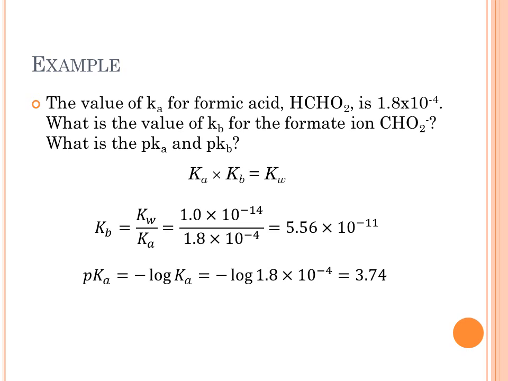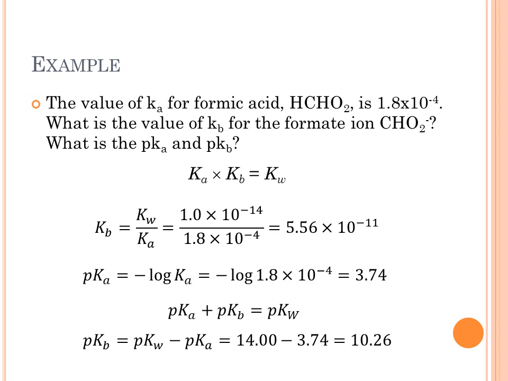Then take the negative log of the Ka to get the pKa, so negative log of 1.8 times 10 to the negative 4th is 3.74. And then pKa plus pKb equals pKw. So 14 minus 3.74 is 10.26. I could have alternately taken the negative log of the Kb I just calculated, and that would have been the same as well.